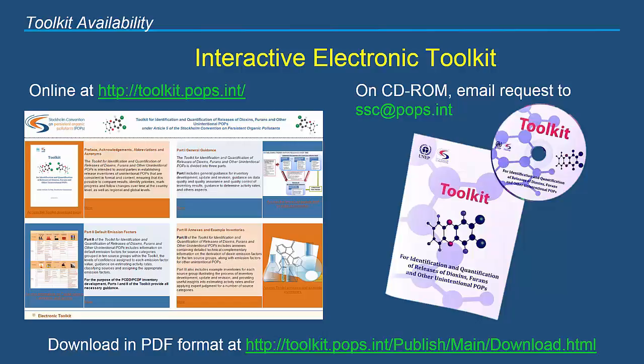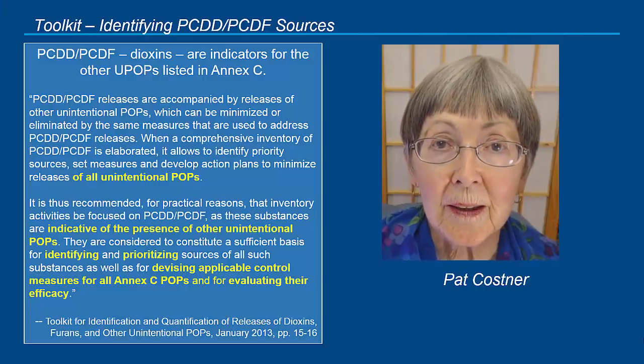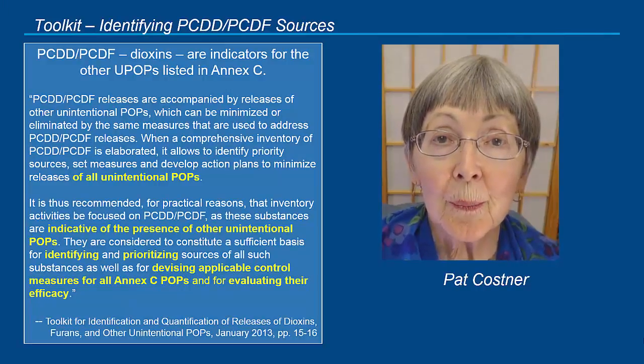In other words, the toolkit is designed for quick and easy access to the specific information each user wants to find. The toolkit is also available in PDF format so that it can be downloaded and printed. Excel workbooks for calculating release estimates can be downloaded as well. Before we begin exploring the toolkit, I want to remind you of a few important points.